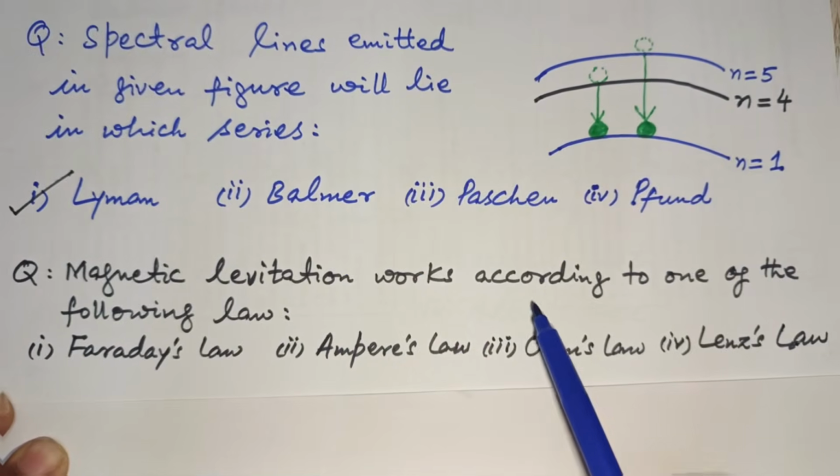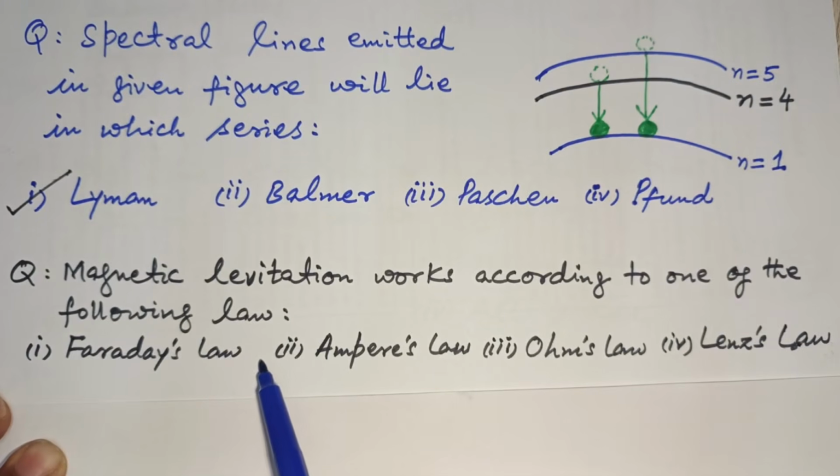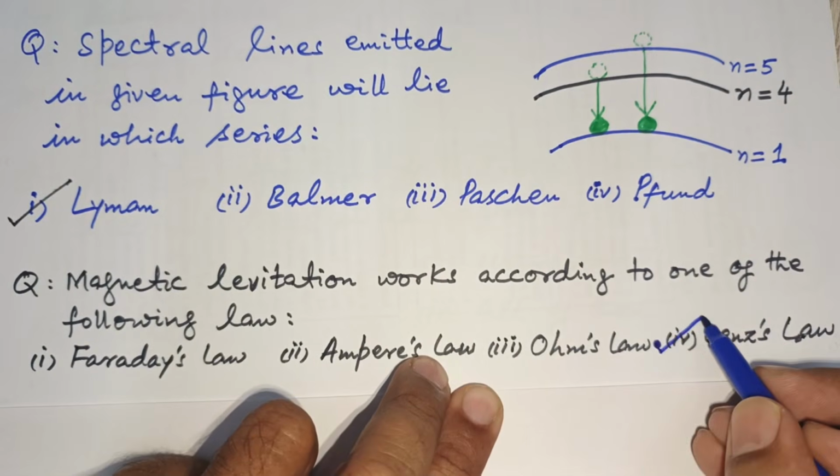Magnetic levitation works according to one of the following laws: Faraday's law, Ampere's law, Ohm's law, Lenz's law. We all know that magnetic levitation is the process by which nowadays fast moving trains, the bullet trains, work. And the law which is the base of this phenomenon is Lenz's law, because according to Lenz's law, the induced field is always such that it opposes the source which produced it. So the correct answer is Lenz's law.